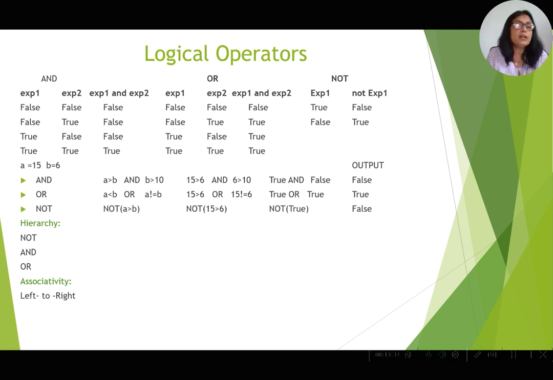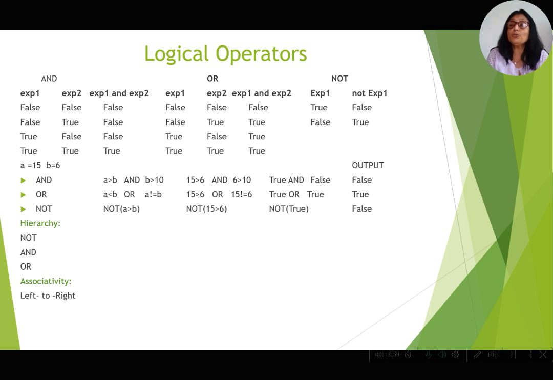Let's take the example. A value is 15, B value is 6, and this is a logical operator, also a binary operator. We already discussed. So here two operands are the two relational expressions. Remember this. Two relational expressions. Now A is greater than B, one relational expression. B is greater than 10, this is another relational expression. Now just see, 15 is greater than 6 and 6 is greater than 10.